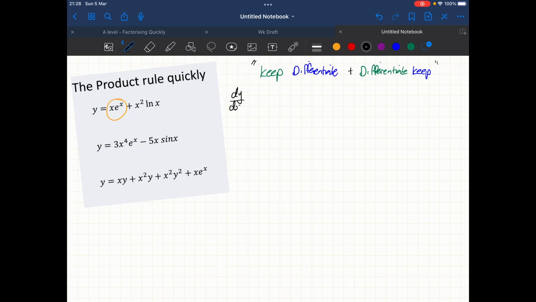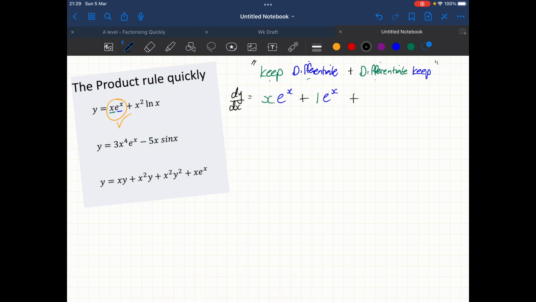dy/dx equals what? Well, I'm going to make the first bit the green bit, and the second bit, the e to the x bit, the blue bit. So I'm going to keep the bit on the left, differentiate the bit on the right, plus differentiate the bit on the left, keep the bit on the right. Let's take a look. Keep the x is just x, differentiate e to the x is e to the x. Plus, next part, differentiate the part on the left, that's just a 1, and keep it, that's e to the x. So I've just done that first part there.